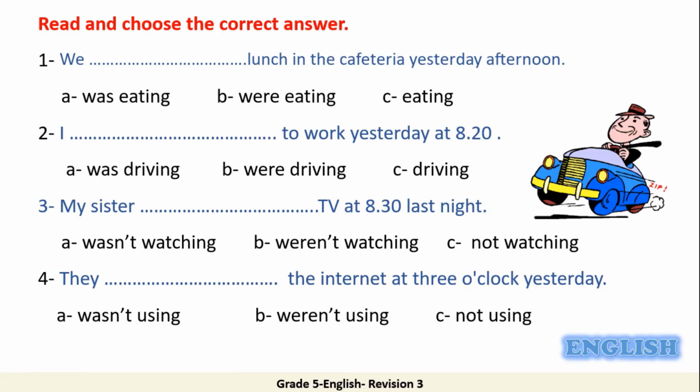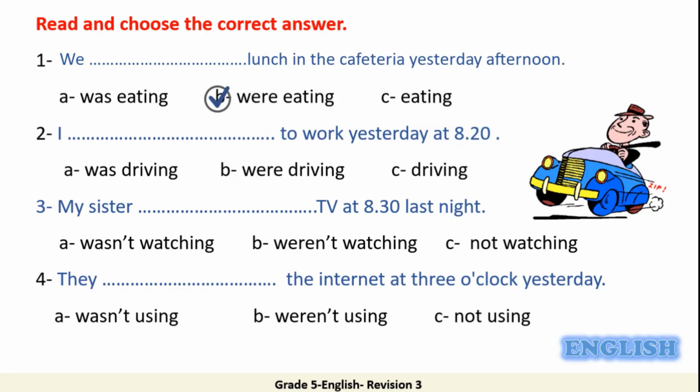Now let's practice. Here you are going to read 4 sentences and circle the correct answer. Let me help you to do the first one. Number 1. We were eating lunch in the cafeteria yesterday afternoon. Now it's your turn. You can stop the video and do the task. Go on.